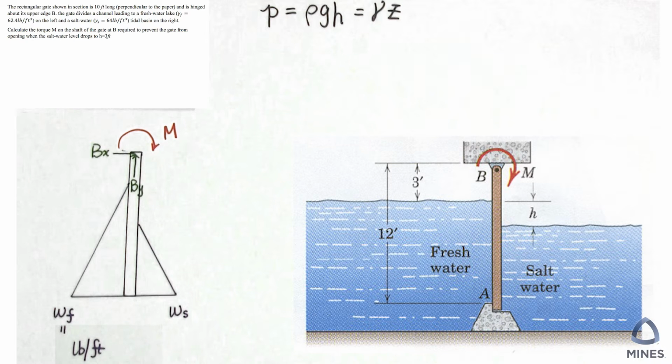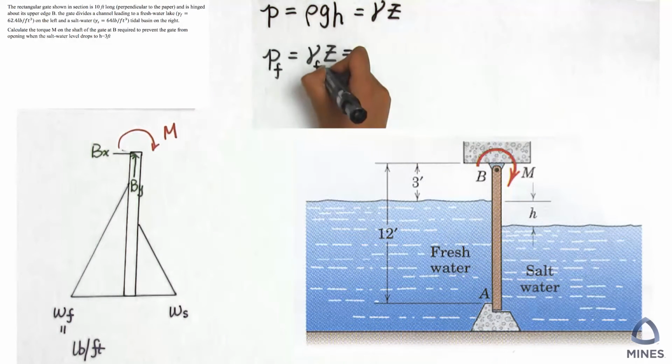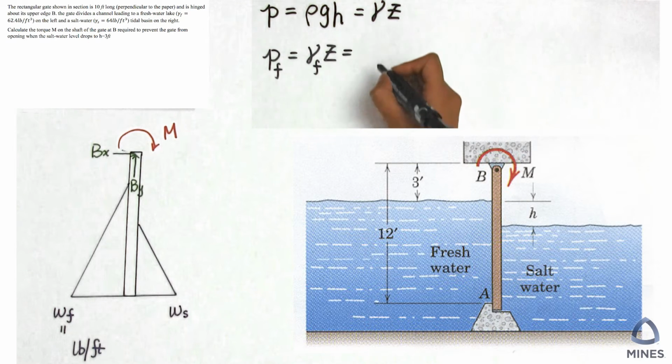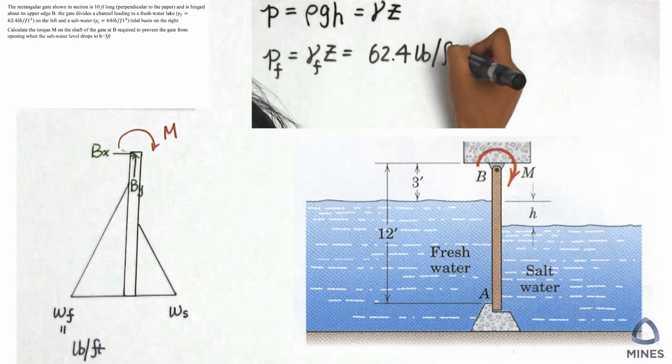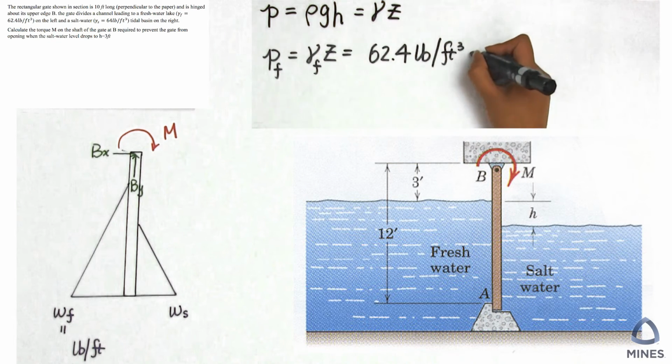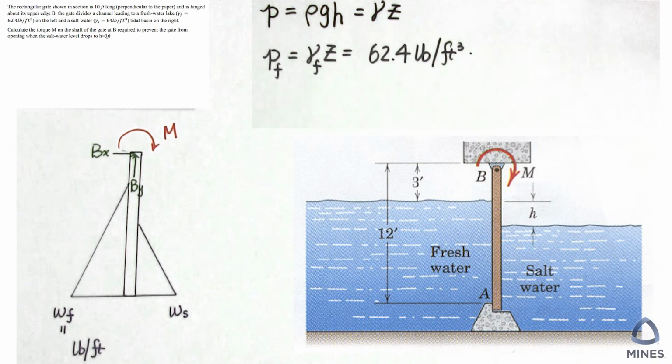So now let's do some calculation. For the fresh water, the specific weight was 62.4 pounds over feet cubed. And then the depth from the water surface to the location A is going to be 9 feet.